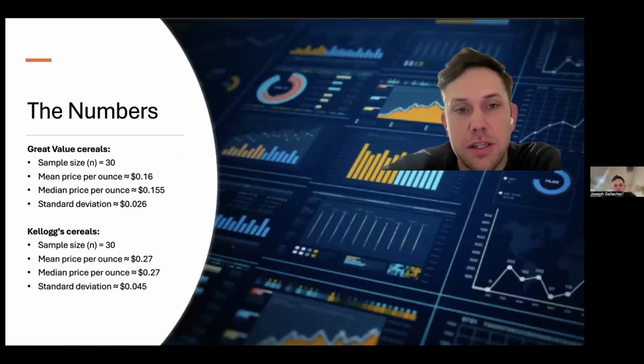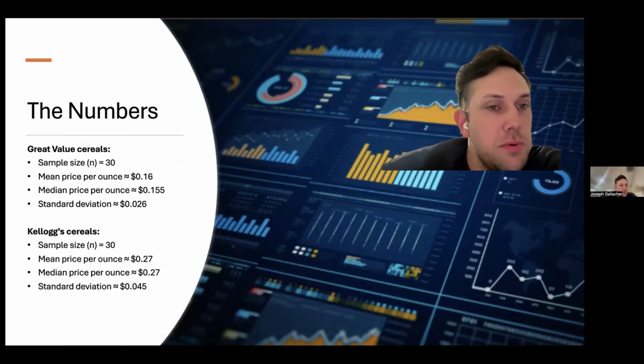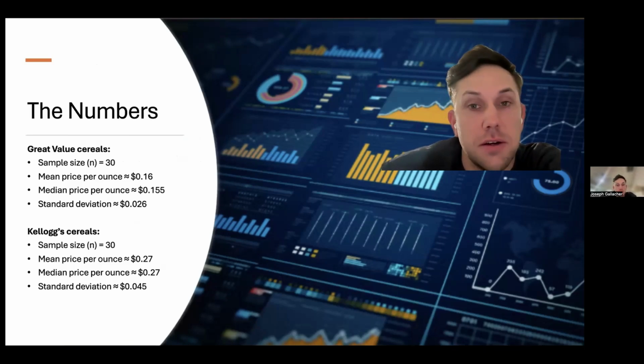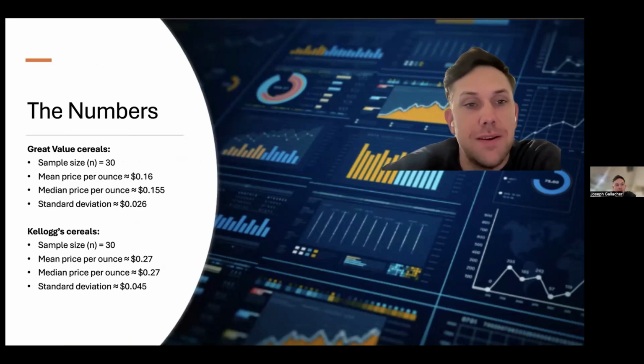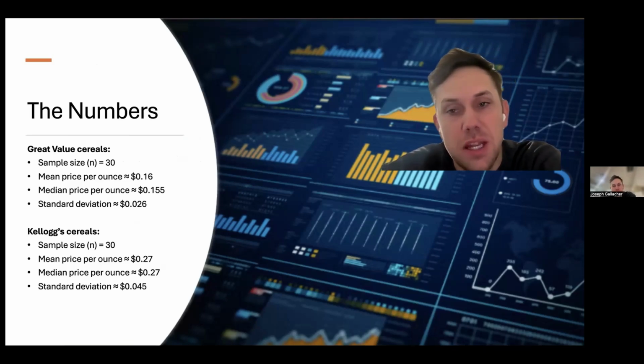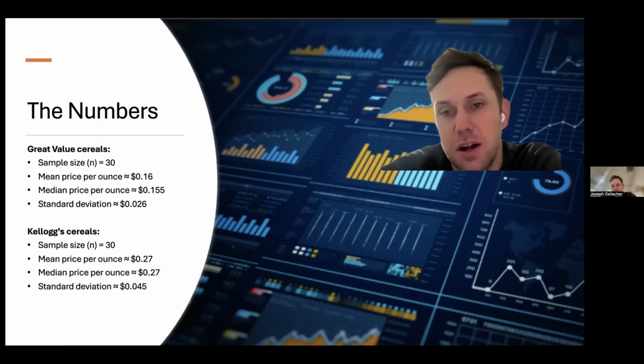Now for the numbers, looking at the descriptive statistics, we're comparing the two brands at Walmart, Great Value and Kellogg cereal. For Great Value cereal, the average price per ounce is about 16 cents, with a median of 15.5 cents. Standard deviation was relatively small at 0.026. This tells us the prices are pretty consistent across all the different types of cereal for Great Value.